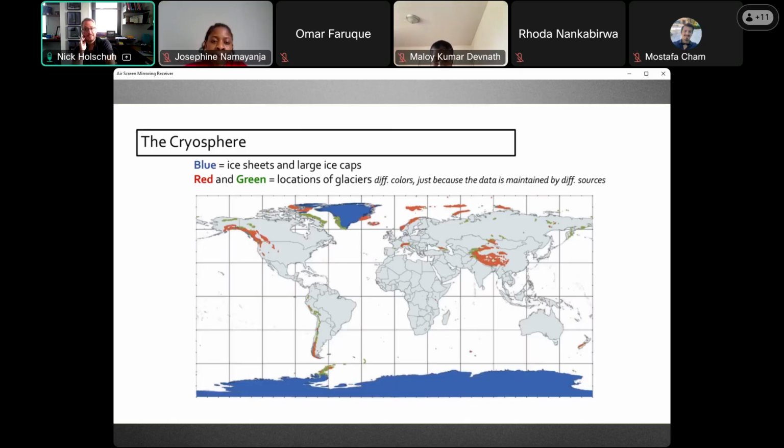So land ice is stored in several different types of reservoirs in the Earth system. So there are major ice sheets. The real difference between an ice sheet and a glacier is basically scale. Ice sheets are large. They span huge areas and are large reservoirs of ice. There are also alpine glaciers that sit at high elevation, typically, that are much smaller in scale, but are still very important for the Earth system.